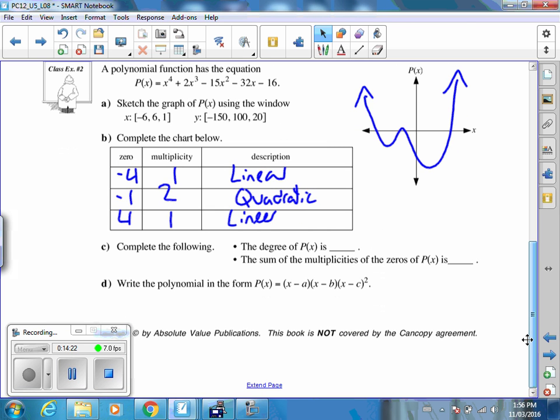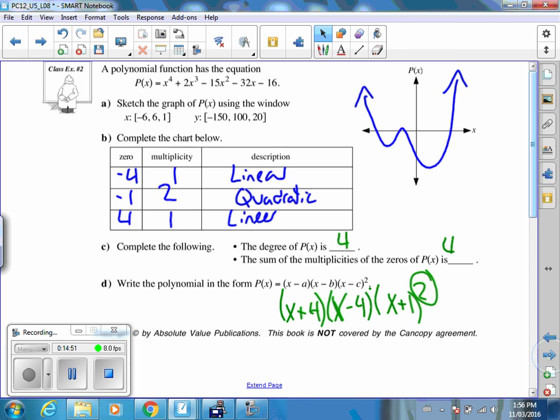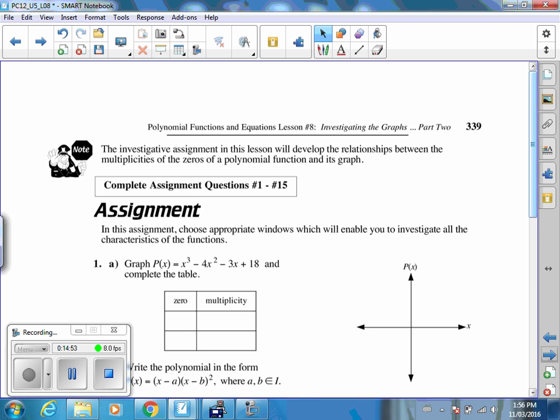Anyway, the degree is 4. The sum of the multiplicities is also 4. The factored form is x plus 4, which is x minus -4. Then x minus 4 for this next one, because they want me to write my last one last. That's also to the first. And then x plus 1, that one has to be squared because it has to match the multiplicity. And that's that. So another couple minutes. Hopefully that makes sense. Try them out and rock and roll.